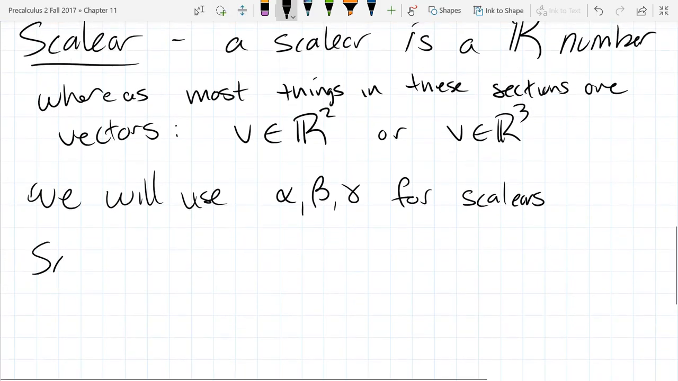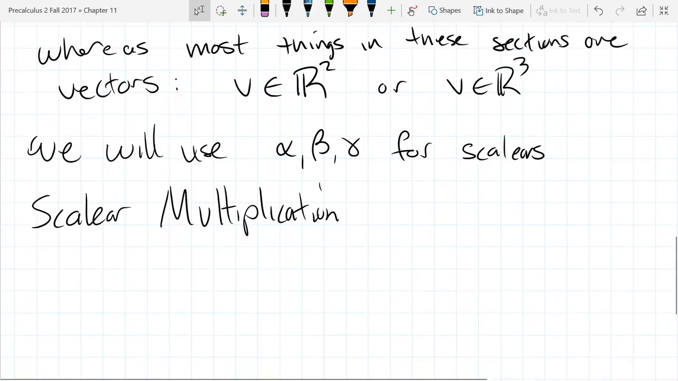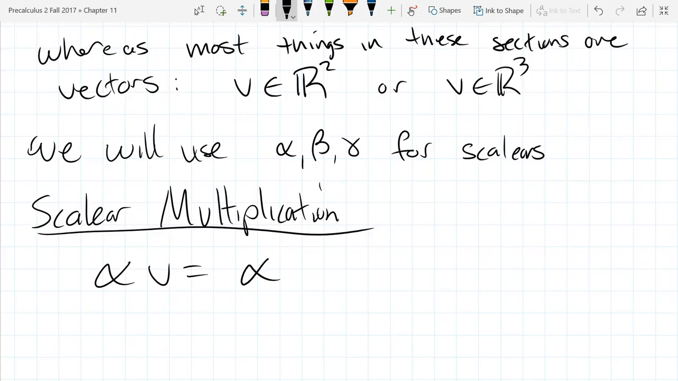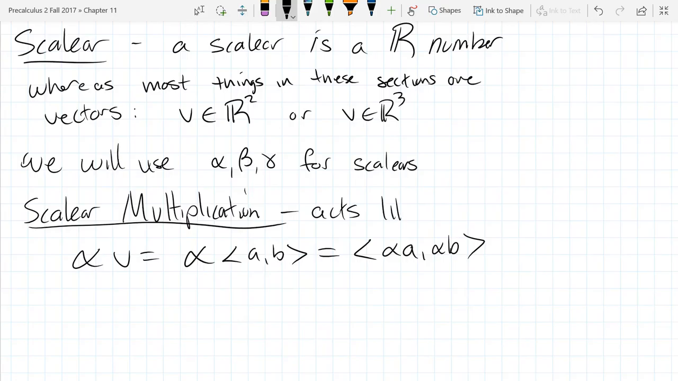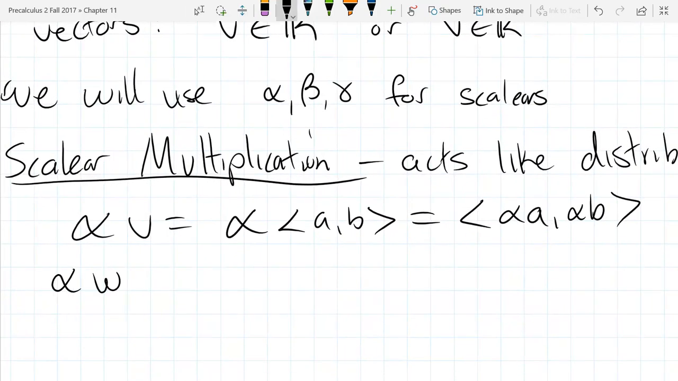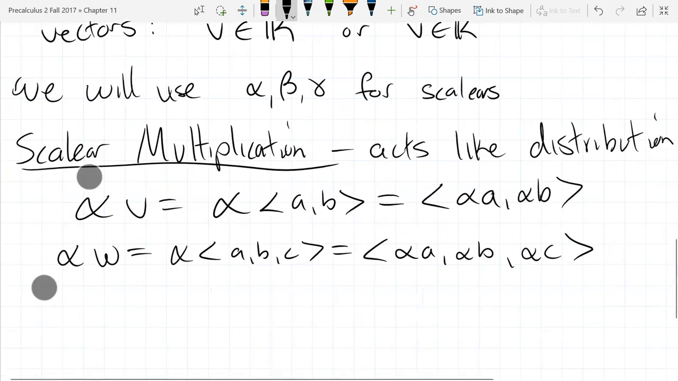So here's how we do scalar multiplication. All we do is distribute. Every component gets multiplied by alpha. So this is alpha A, alpha B. It works just like distribution. And of course, if we did scalar multiplication in three dimensions, it's not terribly exciting. You just go alpha A, alpha B, alpha C. So you need to make sure you multiply every coordinate by alpha. That's what it looks like in two and three dimensions.